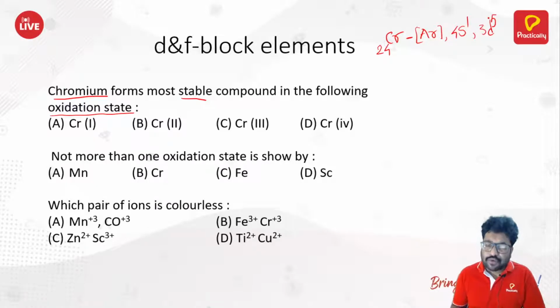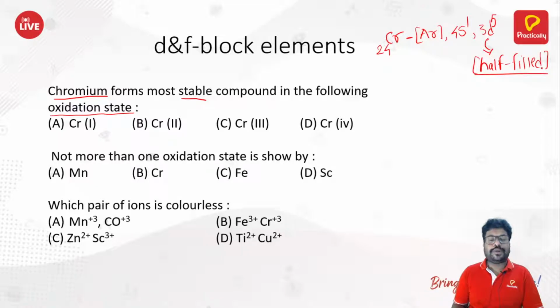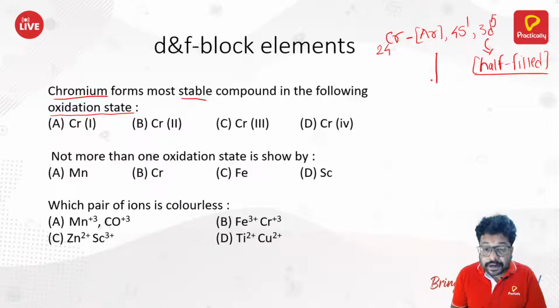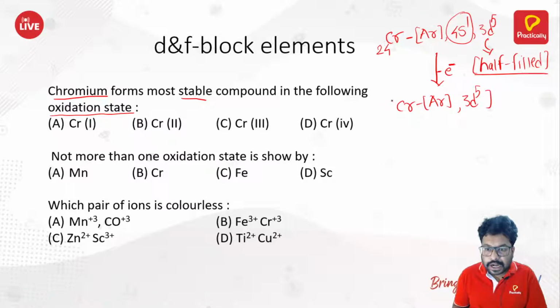Okay, so naturally what we think is that it is a d5. d5 is a half filled, and being half filled, it should be quite stable, right? So after losing just one electron, your chromium should look like chromium argon 3d5 plus 1. Okay, but this is less stable. Even if you have a d5 like this, 1 2 3 4 5, how do you fill 5 electrons? 1 2 3 4 5.